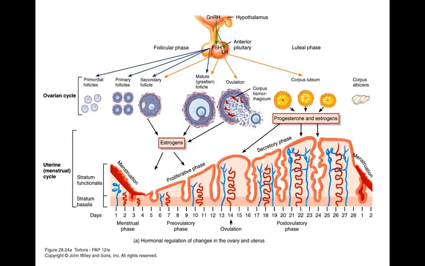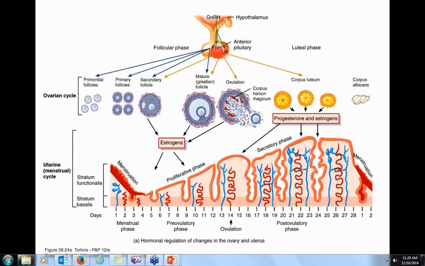Now, I realize this looks like a really complicated drawing, but I really like it because, okay, let me get my cursor. Here we go. Because it shows you, it correlates what's going on with your hypothalamus and your pituitary gland, and that coordinates with the ovarian and the uterine cycle.